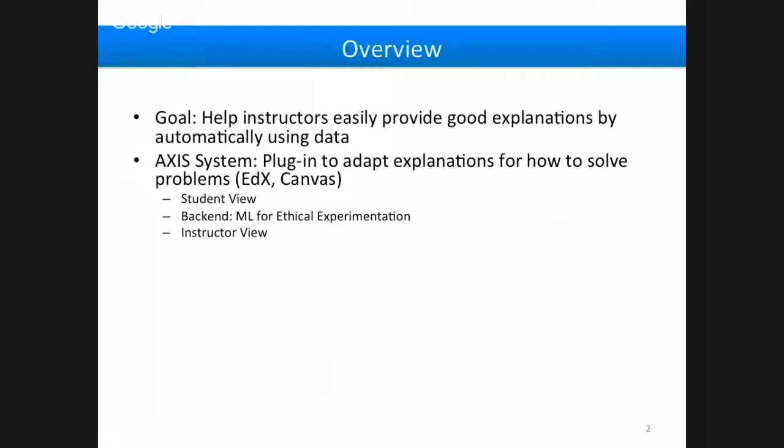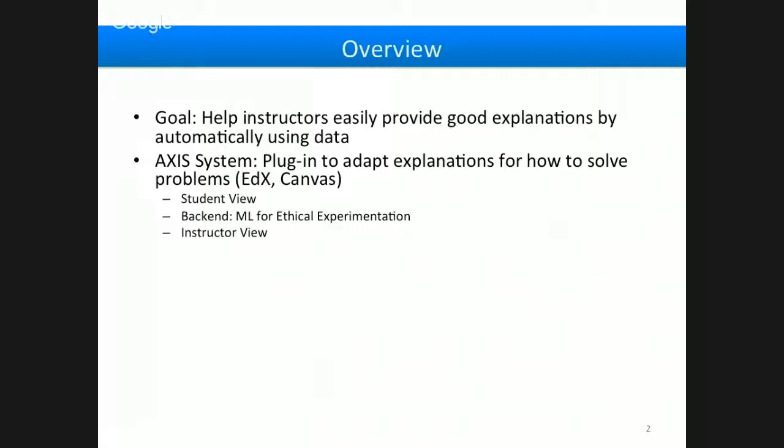So I'm going to talk about the student view. What does a student see on the front end? Then the back end, and I'm going to go over that very lightly, but this is using machine learning so that we can do experiments to see which explanations are good. But do them ethically in the sense that we don't just figure out what's working. As soon as we figure out what's working, we're putting that into practice so that if an explanation is rated highly, more and more students are getting it. So as we're learning what's working, we're actually deploying that.